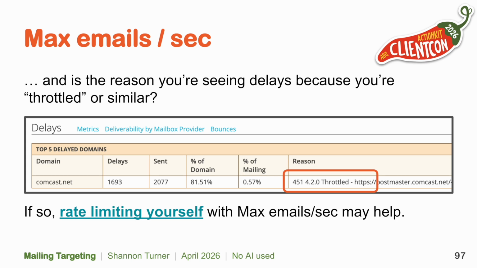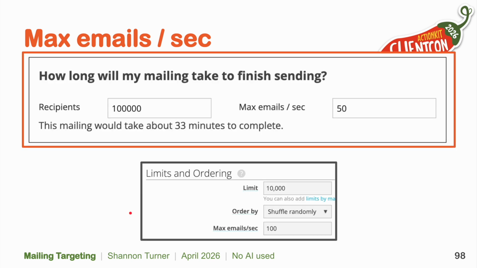Although it sounds kind of silly, rate limiting yourself with max emails per second is almost always better for your deliverability than getting rate limited by the mailbox provider. And if you click this, this is going to let you see the documentation on this. So there's no magic number to how fast or slow you should go. If you're not seeing delays, don't worry about it. And if you are seeing throttling, this may help you.